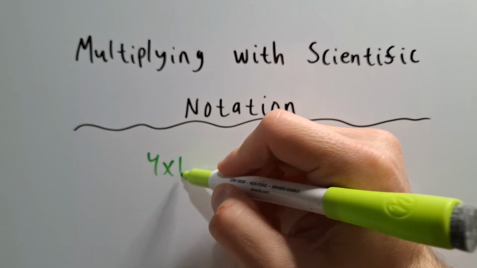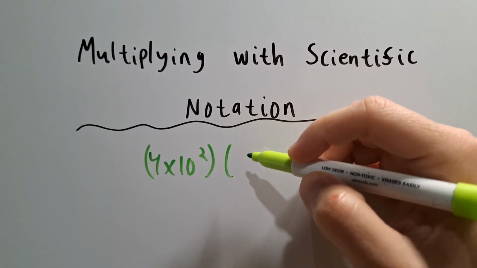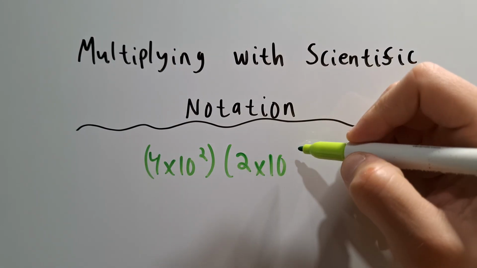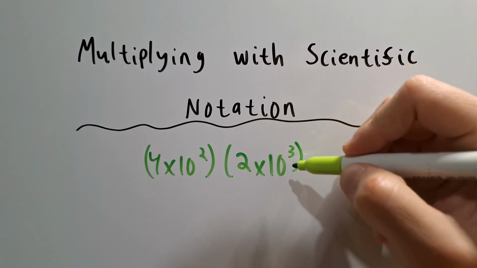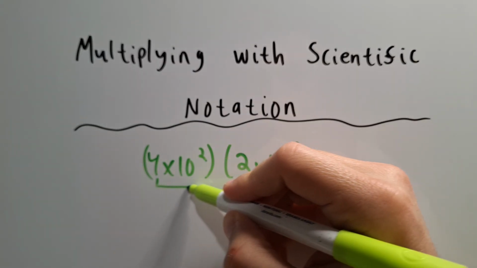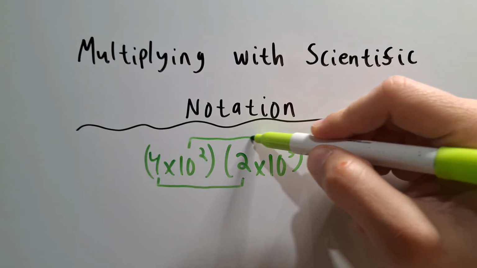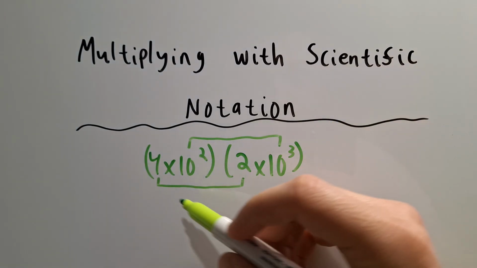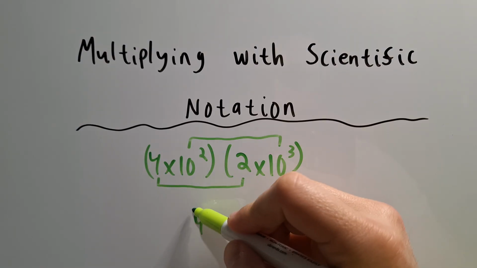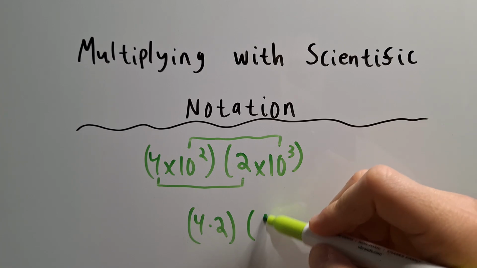4 times 10 to the power of 2, and we're going to multiply this by 2 times 10 to the power of 3. What we're going to do is combine these terms together and then those terms together. We're going to multiply 4 and 2, and then multiply these powers of 10 together.